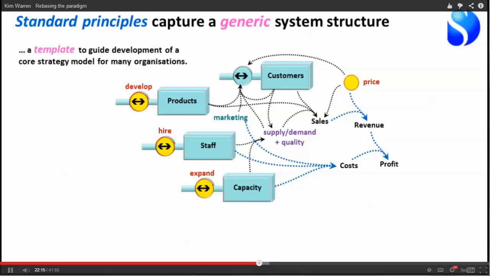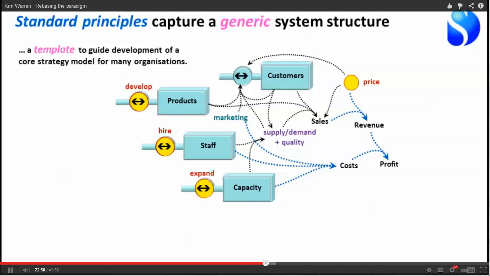Every business has products that are among the factors that cause those customers to want to be customers. They have staff who are engaged in winning those customers, serving those customers, producing the products, getting the products to customers, and they have some form of capacity. And the staff and the capacity must be adequate to meet the demand that's coming from the customers, otherwise sales are unfulfilled, or, as in the IT support case, customers are unhappy and they go away again. And those things on the left-hand side drive costs. Revenue minus costs equals profit.